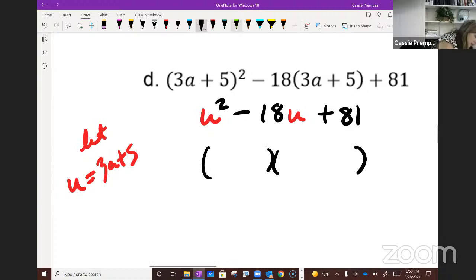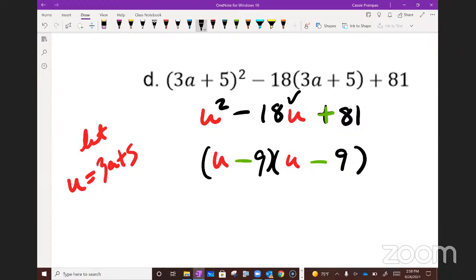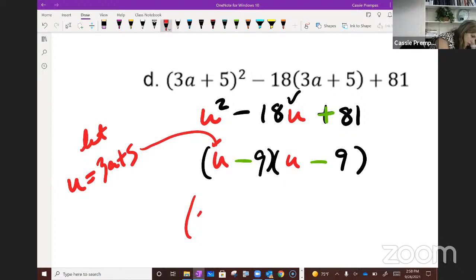The last term's positive. So we're going to have the same signs. U times u would give me u squared. 9 times 9 would give me 81. And that should add up to negative 18u. And then I put that guy back in. And that gives me 3a plus 5 minus 9 times 3a plus 5 minus 9.